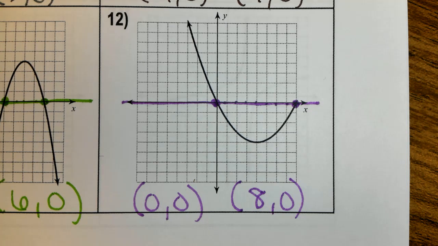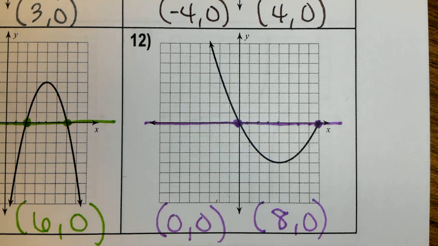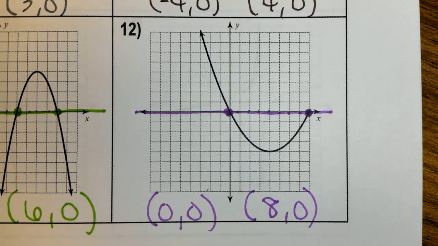And look at that. We have done 12 questions, found the zeros in every single one, and we are done in less than 7 minutes. That's less than a minute a question. Because again, I'm just finding where it crosses the horizontal x-axis.